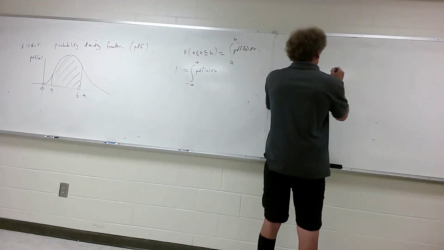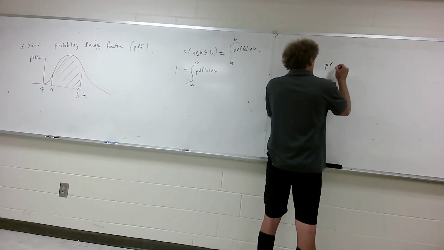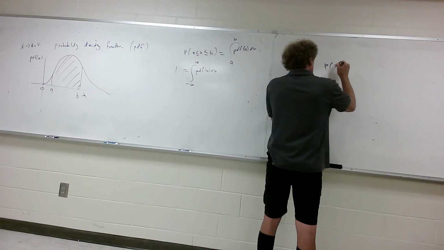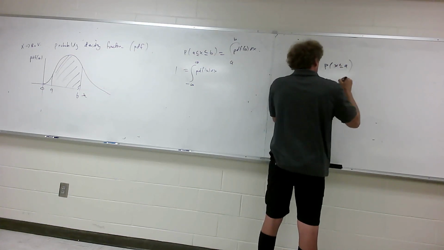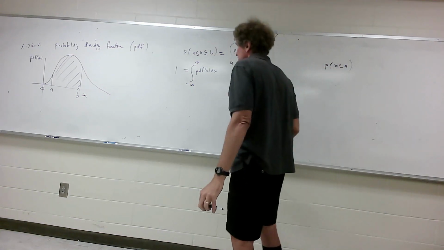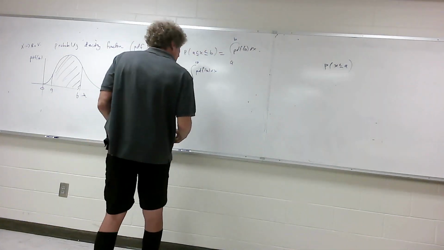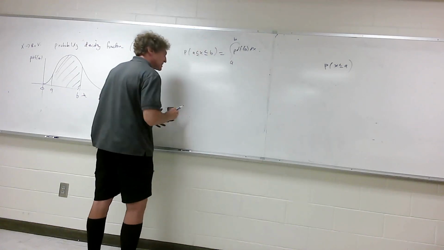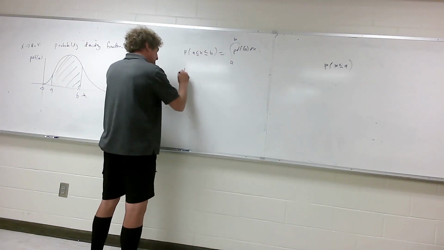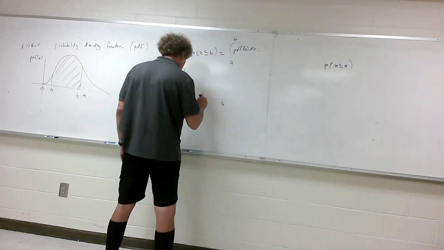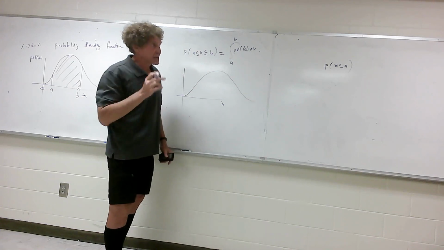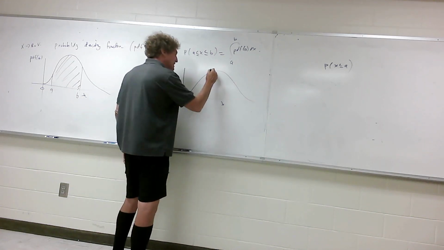So if I want to know the probability of x being less than or equal to a, what I'm really doing is this. I'll draw it here. And you'll understand this, I think. So here's my density function, a little picture of it. Here's the probability density function. It doesn't have to look like this. But if I want to know the probability of x being less than or equal to a, I take a here, right?